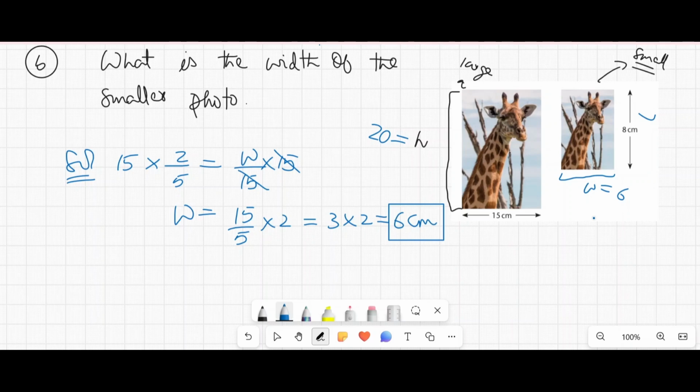Now, here you can also note that when you use 8 centimeter divided by 20, and 6 centimeter divided by 15, while you solve this, you will get the same ratios.